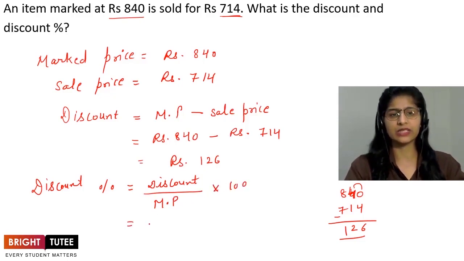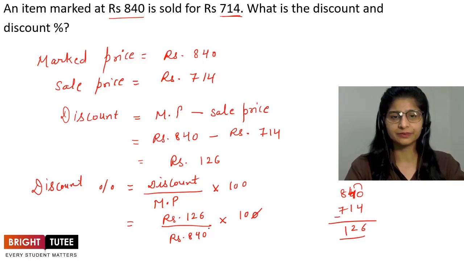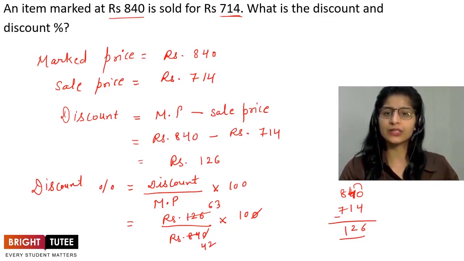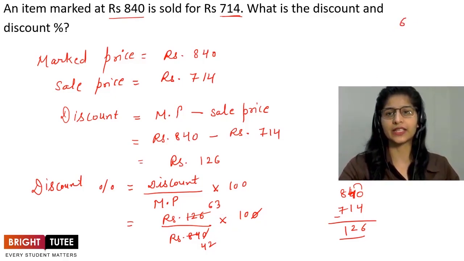Clear? So just see, what is the discount? Rupees 126. What is the marked price? Rupees 840, and you are going to multiply it with 100. Clear? Cancel them. Let's cancel more. So we will cancel 2 4s are 8, 2 2s are 4, then 2 6s are 12 and 2 3s are 6. Clear? So can we calculate it? Yes, definitely. Let us cancel the things more. So cancelling it more, 63 and 42, 63 upon 42 into 10 we have got.